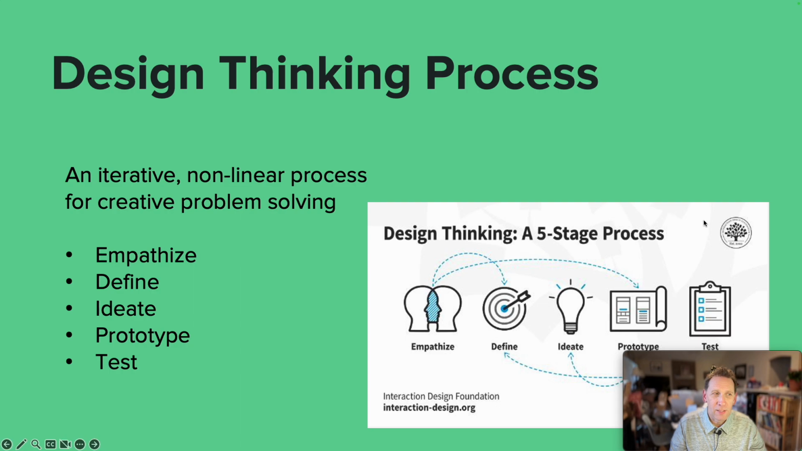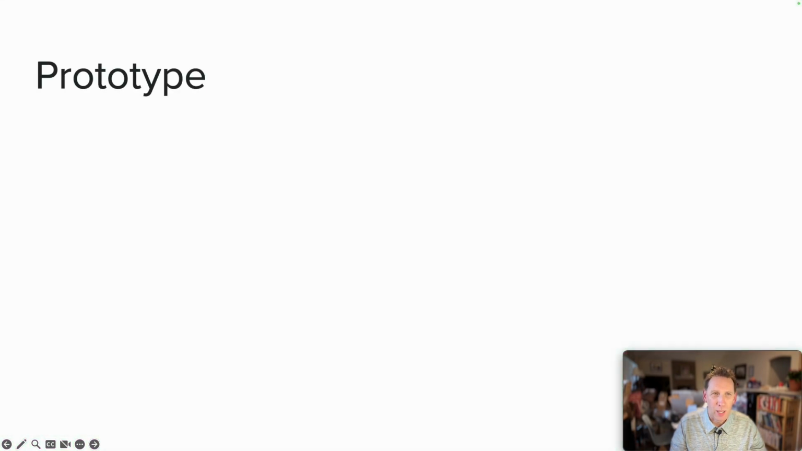And so you can see from this diagram here that even though it's a 5-stage process, things can go back and forth. You may empathize to come up with an idea, you define the problem, but you also come up with your idea for your prototype. As you test your prototype, you may have to go back and redefine your ideas. This going back and forth is what makes it iterative and non-linear. So the remainder of this short lesson is going to cover the 2 specific areas of prototyping and testing.